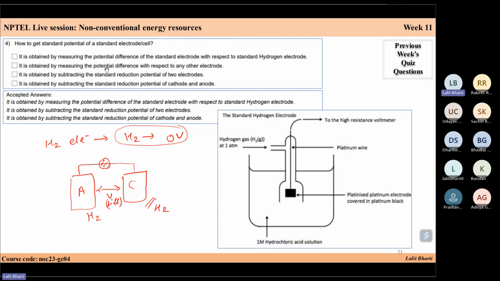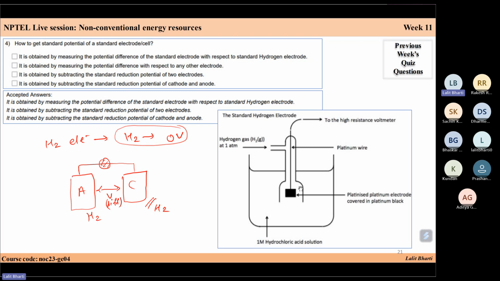It is obtained by measuring the potential difference with respect to any other electrode. That is not correct. Not any other; we just need the standard hydrogen electrode. And third is, it is obtained by subtracting the standard reduction potentials of two electrodes. That can be correct. And it is obtained by subtracting the standard reduction potentials of cathode and anode. So okay, we need cathode and anode. So either subtract or take the difference of these two. This is the simple mechanism of the standard hydrogen electrode, and any other potential is taken with respect to this.